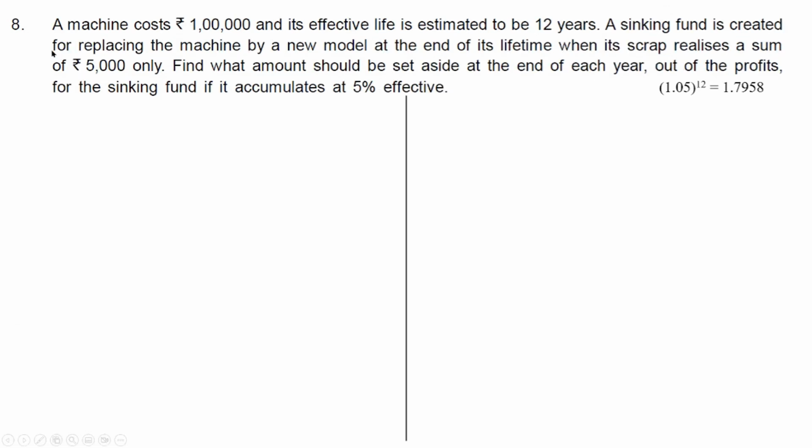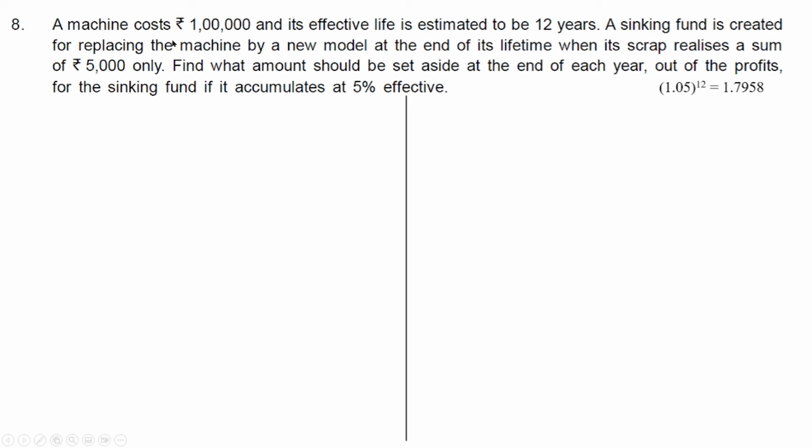Moving on to the next question. A machine costs rupees 1 lakh and its effective life is estimated to be 12 years. A sinking fund is created for replacing the machine by a new model at the end of its lifetime when its scrap realizes a sum of rupees 5,000 only. Find what amount should be set aside at the end of each quarter out of the profits for the sinking fund if it accumulates at 5% effective.